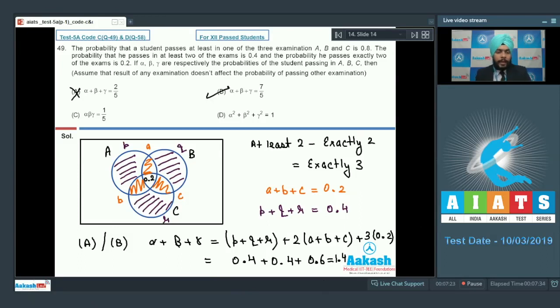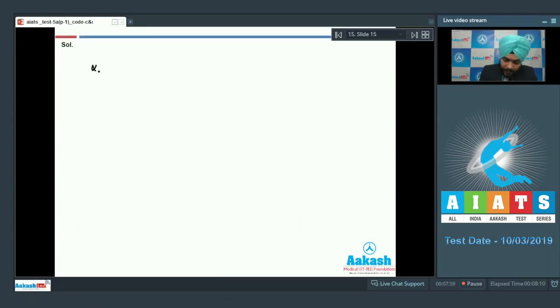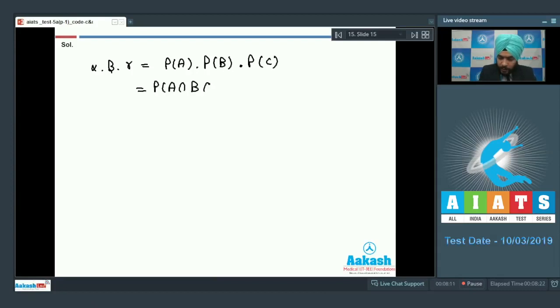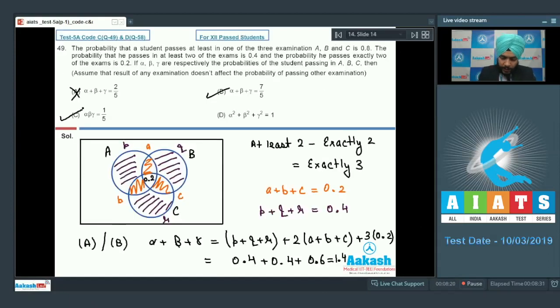Now let us talk about C and D. It is given that assume that the result of any examination does not affect the probability of passing of the other examination. So we can say that alpha into beta into gamma, that is probability of A into probability of B into probability of C, is simply nothing but probability of A intersection B intersection C. And that is the centermost part, 0.2, 1 upon 5. So this is the answer for alpha into beta into gamma. This option is correct. Let us talk about alpha square plus beta square plus gamma square.